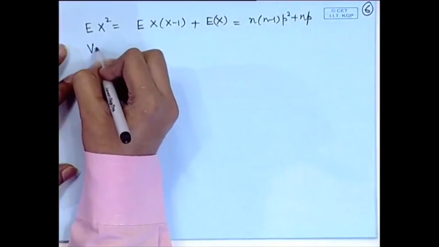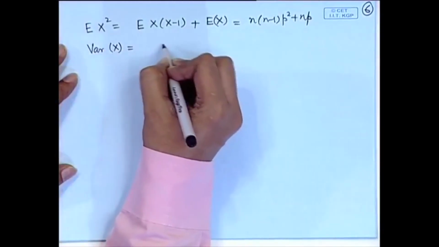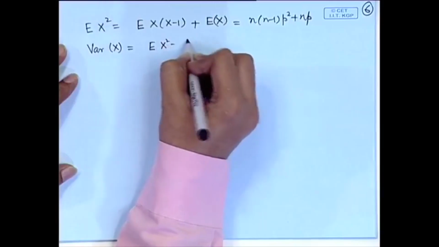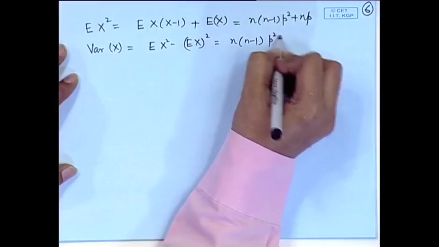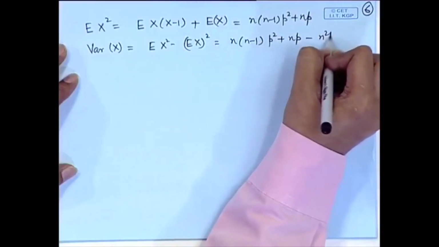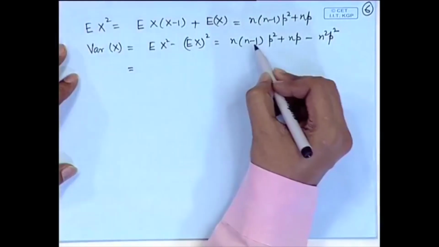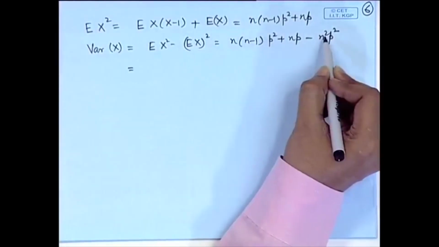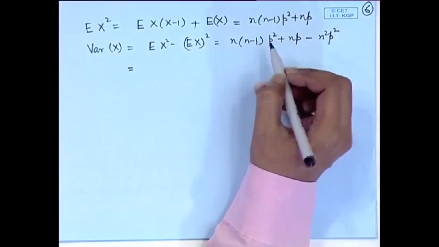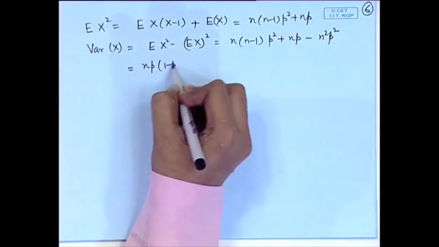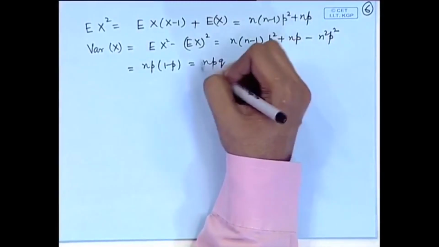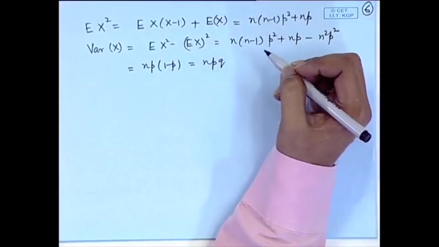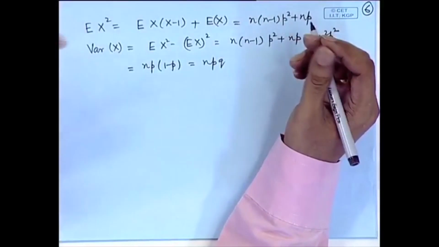Now, that helps us to calculate the variance of x, that is equal to the expectation of x square minus the expectation of x whole square, that is equal to n into n minus 1 p square plus n p minus n square p square. So, here you can observe that the term n square p square cancels out, we are left with n p minus n p square, which is n p into 1 minus p, or n p q. Obviously, if p is a number between 0 and 1, then n p q is going to be less than n p. So, in the binomial distribution in particular, we have the variance less than the average value.